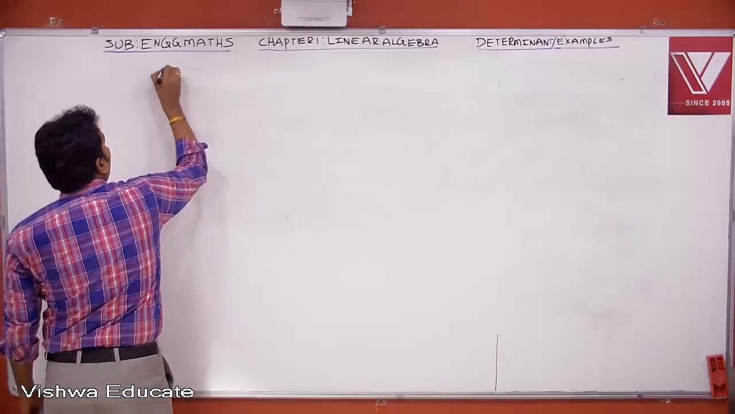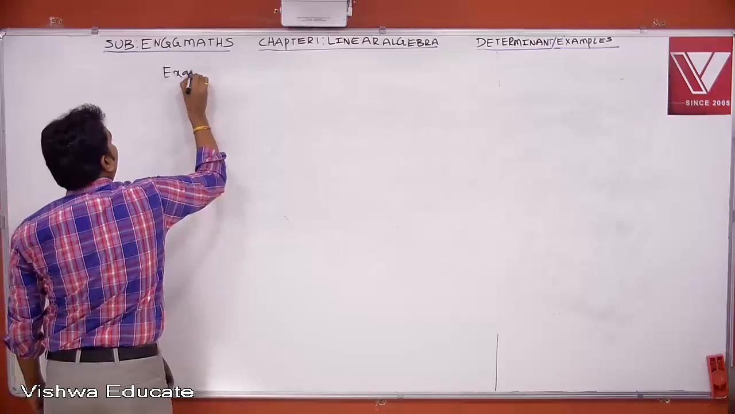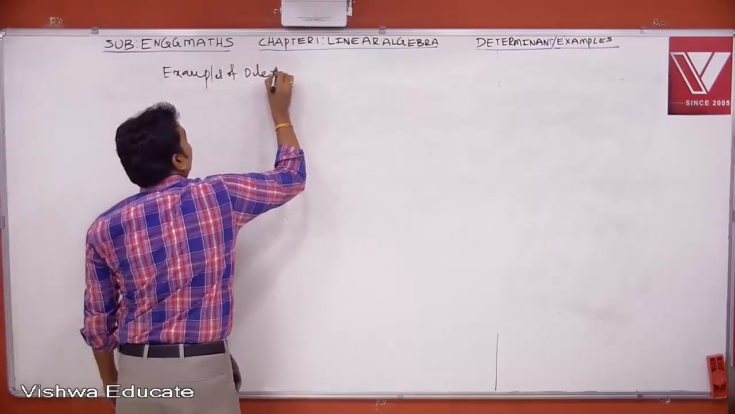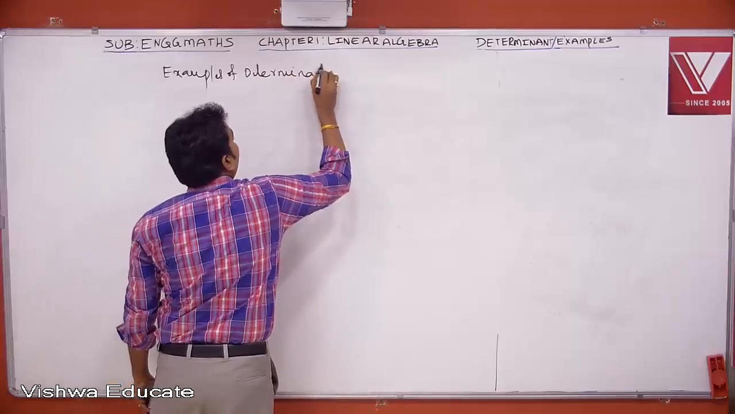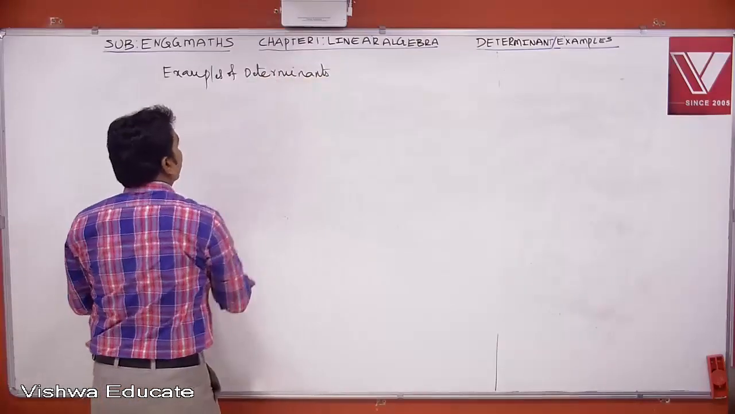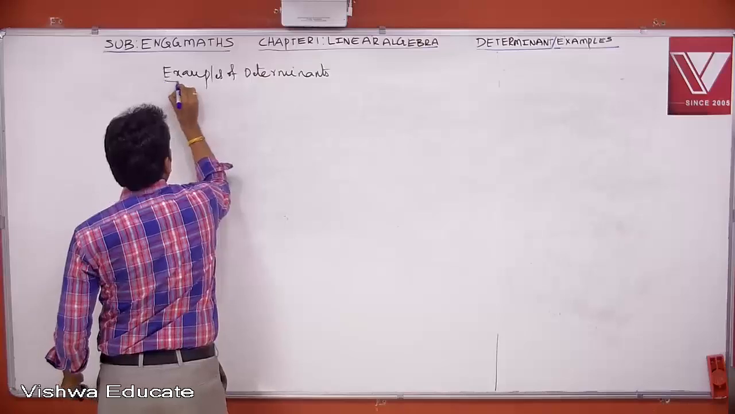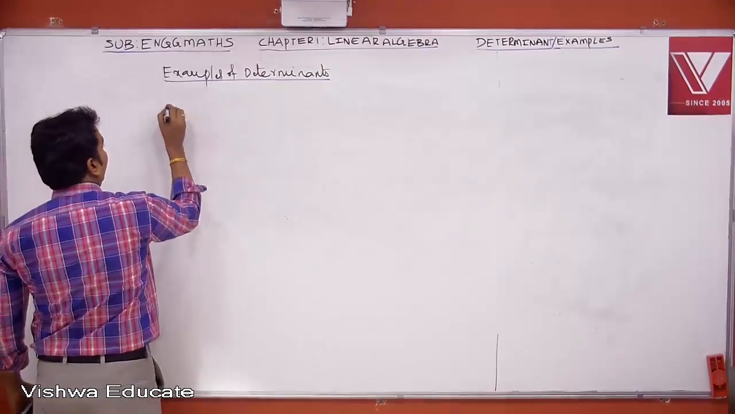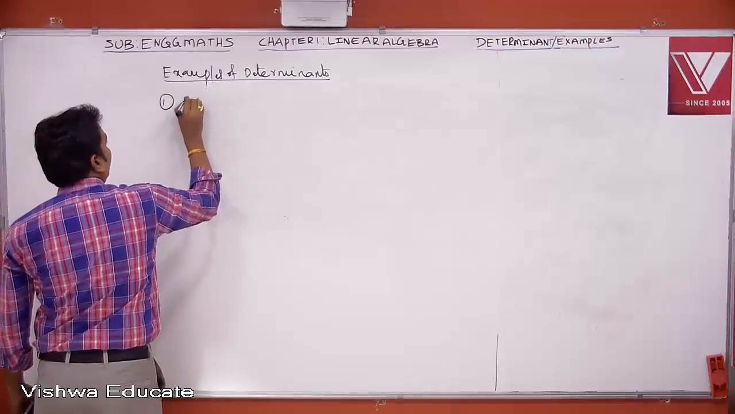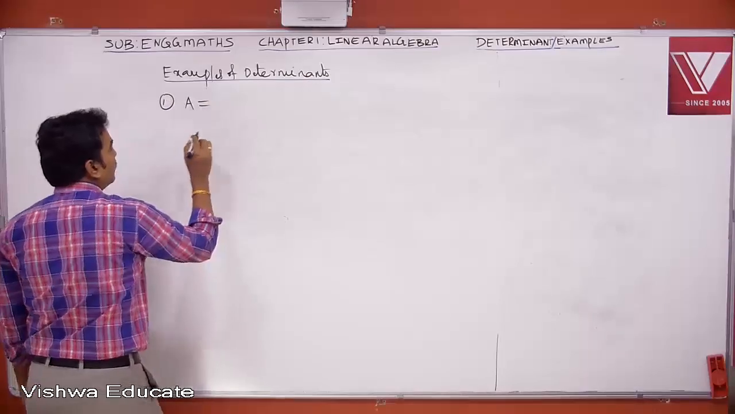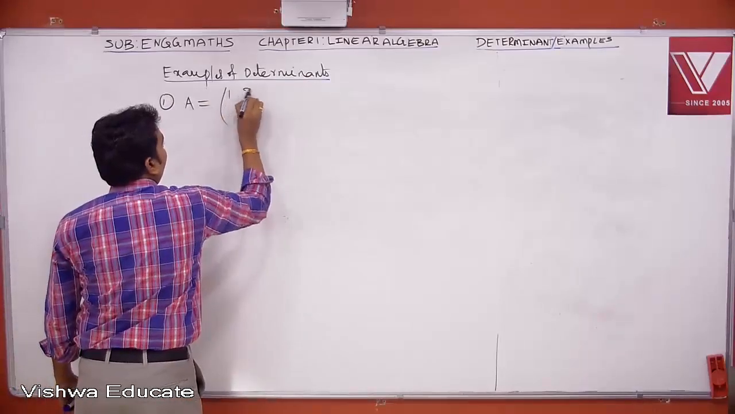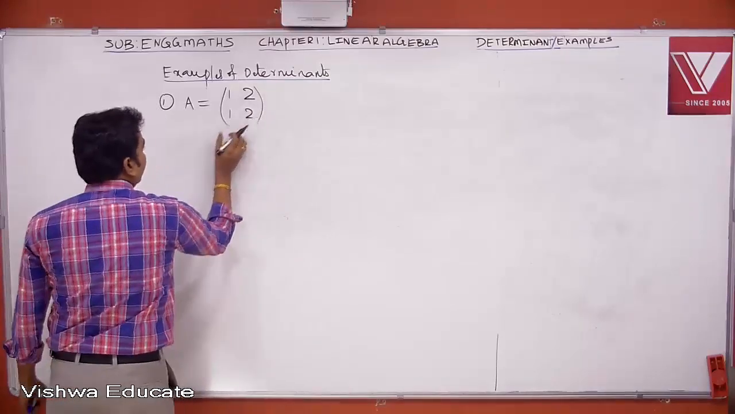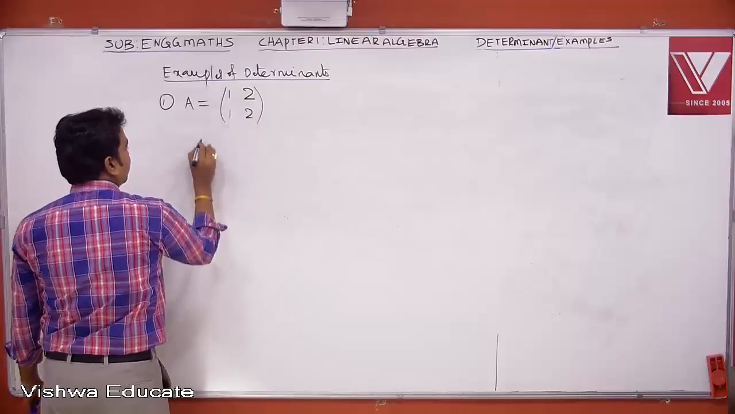So here the concept is examples of determinants. Examples of determinants. We have 5 examples. Let us discuss one by one. Suppose I have a matrix A equal to [1 2; 1 2]. Now in this context, the first row and second row are the same.